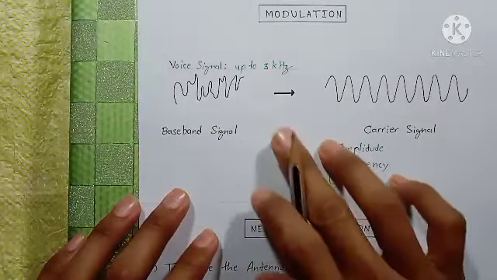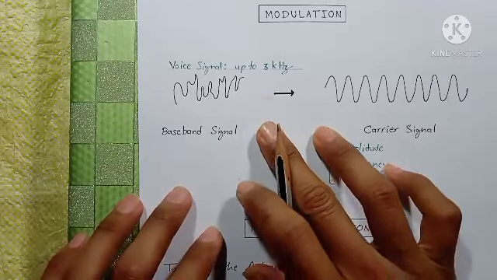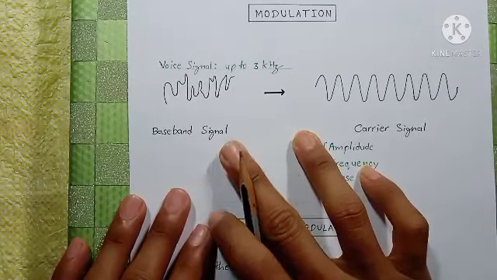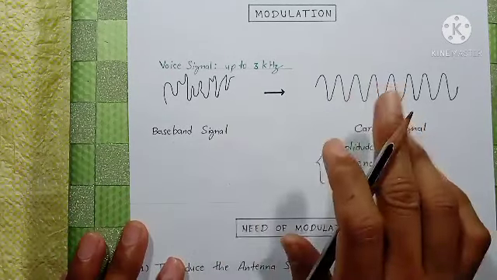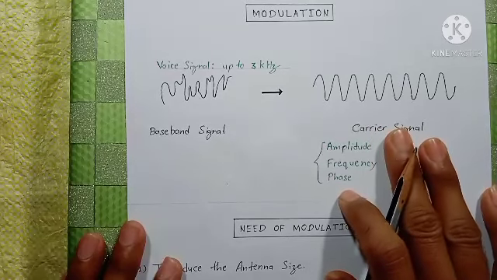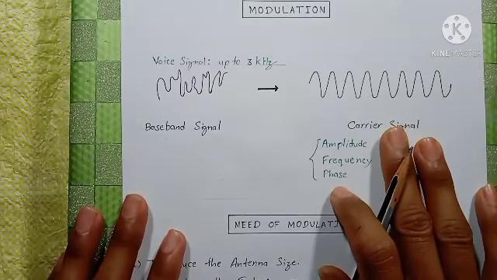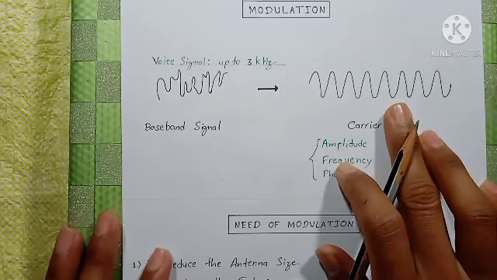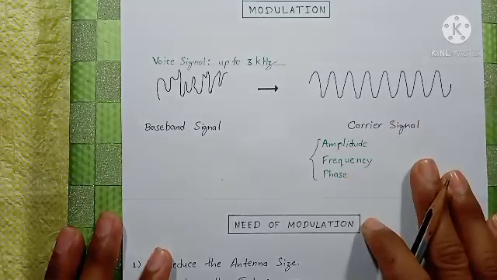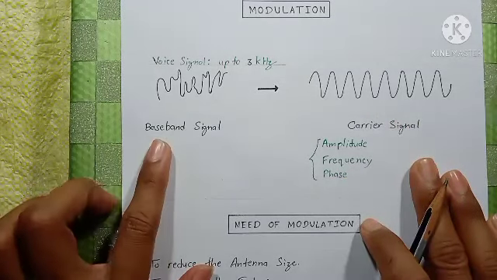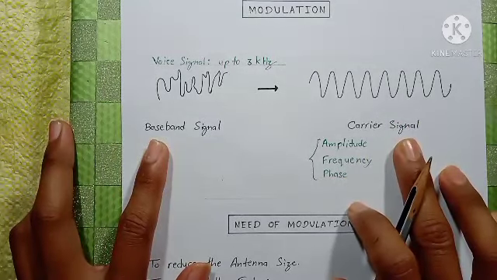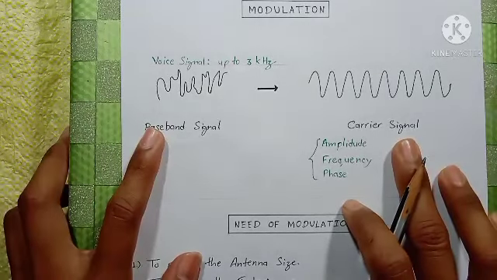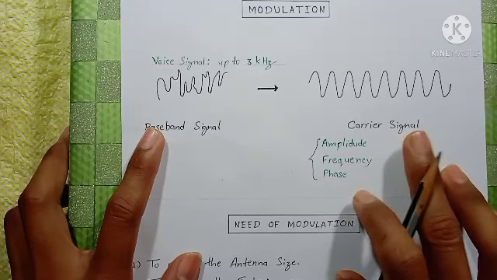This low frequency message signal is known as the baseband signal. If we want to transmit this baseband signal over a far distance, there are some challenges, and we can't transmit it directly. But with the help of a high frequency periodic signal, it can be transmitted. This high frequency periodic signal which carries the baseband signal is known as the carrier signal. So the question is how to impose the message of the baseband signal on the carrier signal.